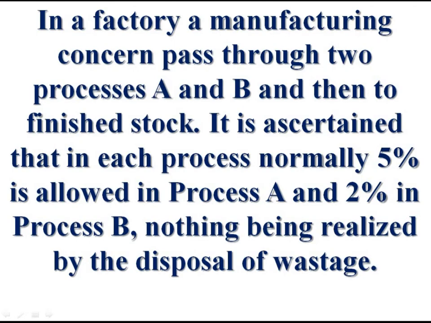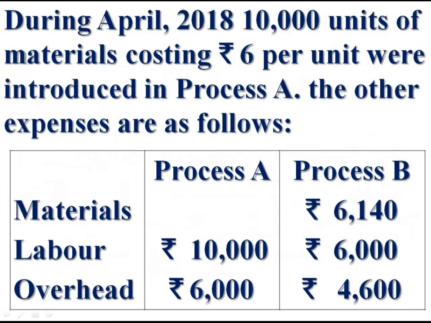In a factory, a manufacturing concern passes through two processes, A and B, and then to finished stock. It is ascertained that in each process normally 5% is allowed in process A and 2% in process B, nothing being realized by disposal of wastage. During April 2018, 10,000 units of materials costing rupees 6 per unit were introduced in process A.